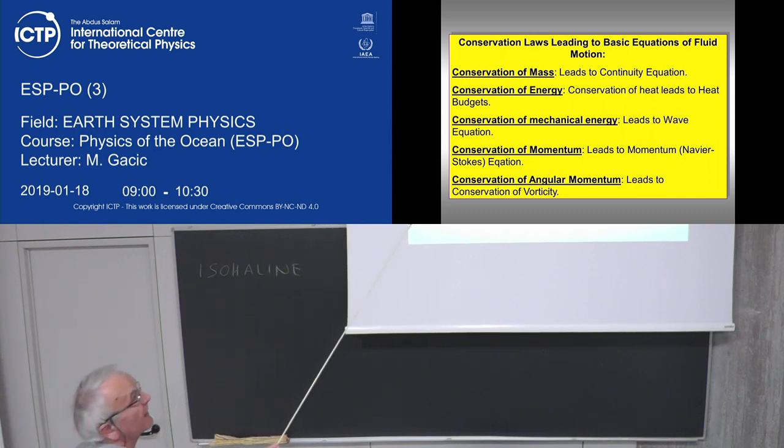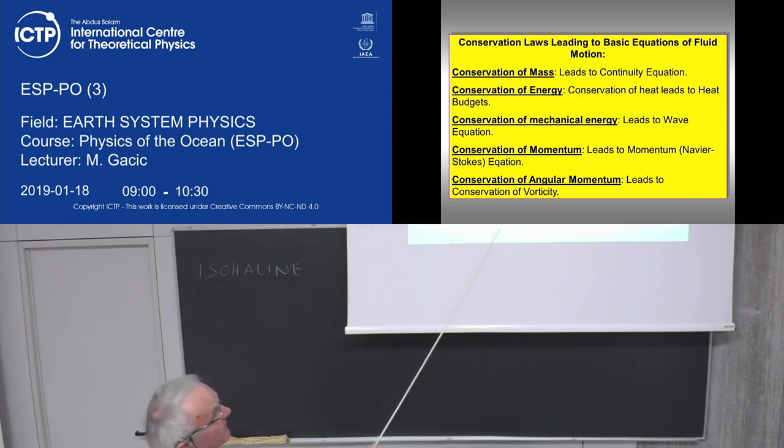So this is the conservation of mass. Then conservation of energy, conservation of heat, and this is the heat budget. We have been talking about the heat budget, and we know that the heat budget has to be conserved. Conservation of mechanical energy leads to the wave equation. We will see that there are some analytical solutions of the equations of motion, wave-like solutions, which are a good approximation of some phenomena happening in the ocean.